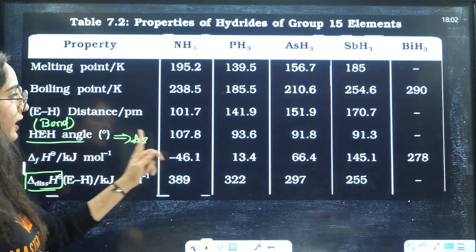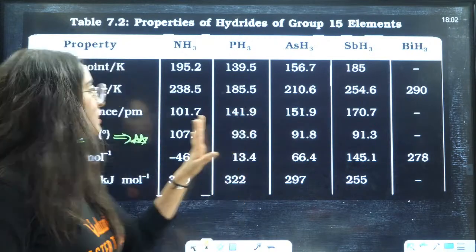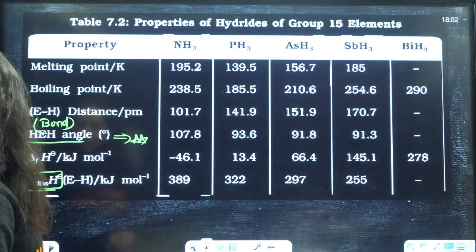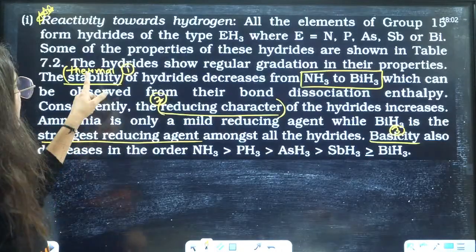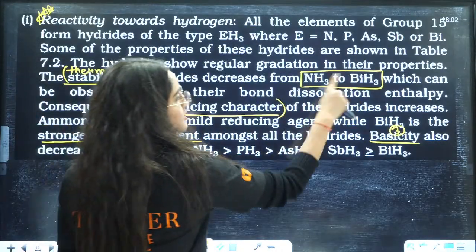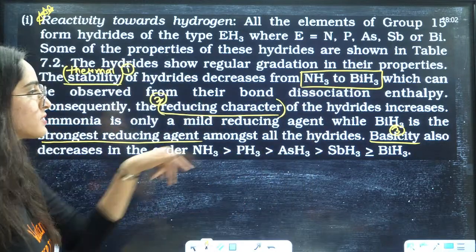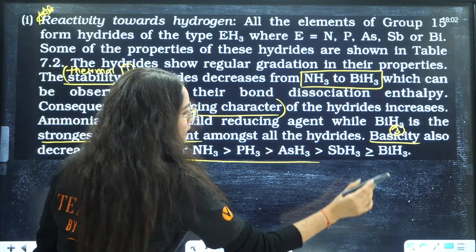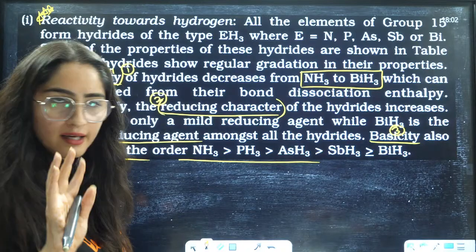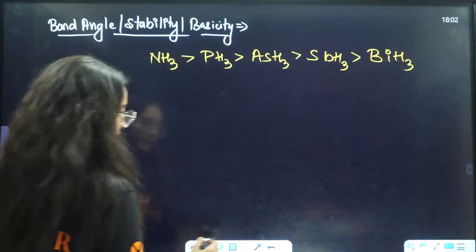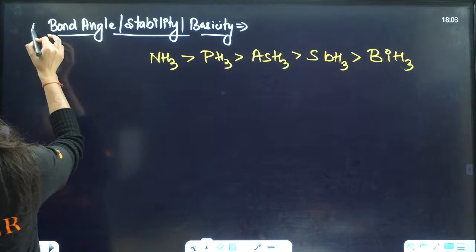This is the bond angle, it is decreasing here, right? If you talk about the thermal stability also, thermal stability decreases, right? Basicity is also decreasing. So these three things are decreasing here. That is why I am writing it here, that these three things are decreasing here.